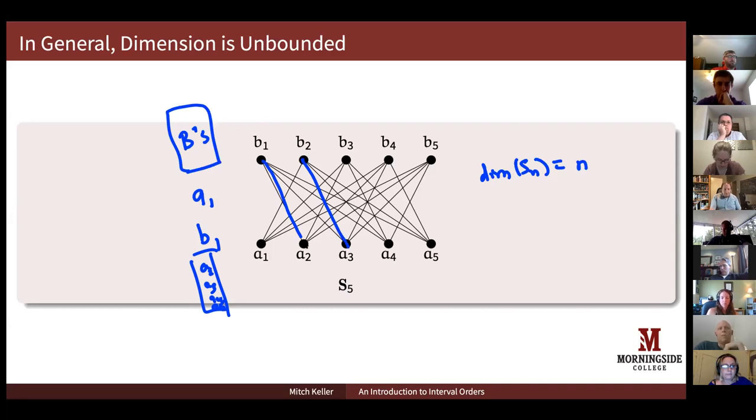Because we don't have, oh wait, no. Sorry. There's a 2 plus 2. It's kind of drawn as an X rather than as two matchsticks, but we're missing this comparability and we're missing this comparability. So these are not interval orders. What do we think? Interval orders. Can they have large dimension or might they be stuck down somewhere small?